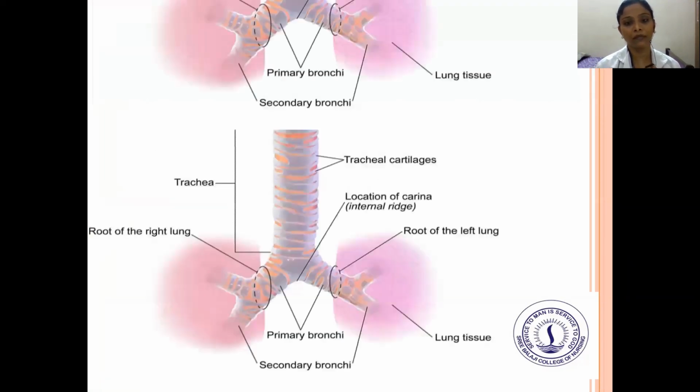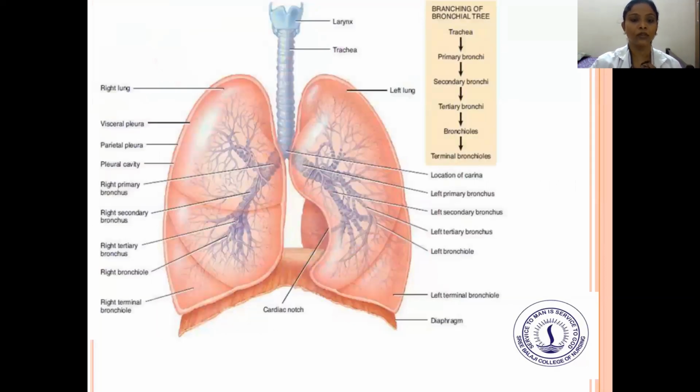You can see the primary bronchi and the secondary bronchi, which are attached to the lung tissue. Above, you can see the tracheal cartilages with the trachea, the root of the right lung, the root of the left lung, the primary bronchi, and the secondary bronchi. Here is the exact picture of the lung showing the branching of the tracheal tree. The trachea divides into primary bronchi, secondary bronchi, and then tertiary bronchi, and then the bronchioles, and then the terminal bronchioles. In the center of that you can see the cardiac notch.